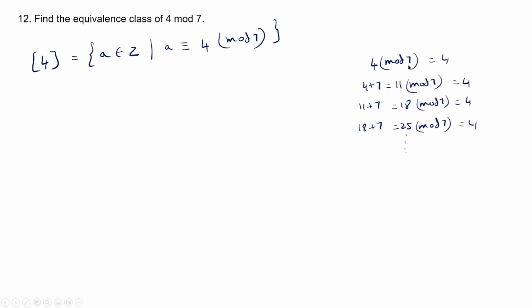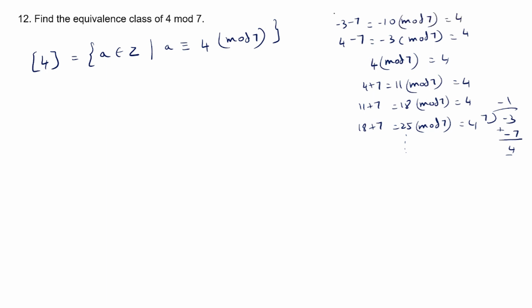Similarly, if we want to find those numbers less than 4 which when divided by 7 give the remainder 4, it is 4 minus 7 equal to minus 3 mod 7. The answer is 4. That is, when we divide minus 3 by 7, the quotient is minus 1 and the remainder is 4. Next we have minus 3 minus 7 equal to minus 10 mod 7. Again it is 4. Next we have minus 10 minus 7, which is minus 17 mod 7. Again the remainder is 4. Like that it goes the other way.